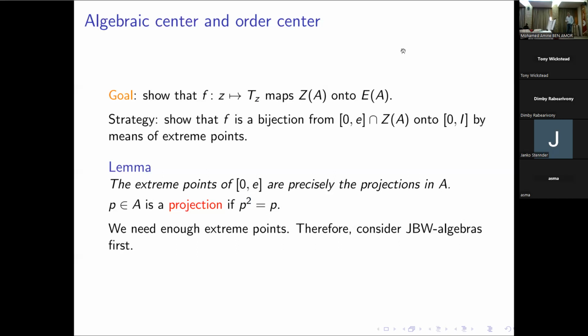But it can, of course, only work if you have enough extreme points. Only then can you draw conclusions from that. And in general JB algebras, there may not be enough extreme points. But when we look at JBW algebras, then there are enough extreme points, and then later on by a duality trick, we can get it for the JB algebra. So let's switch to the JBW algebras. Although those were introduced by Anke, so we are familiar with those.